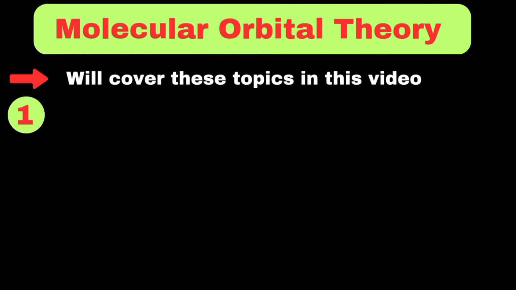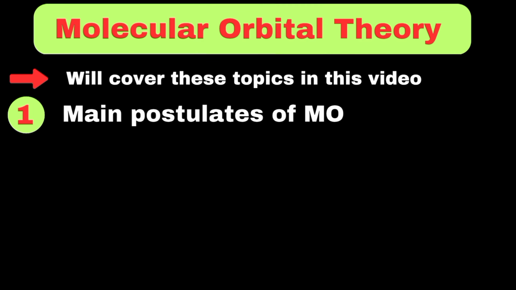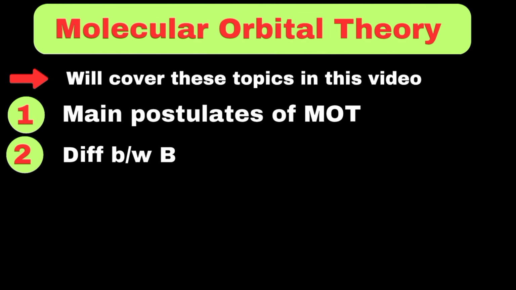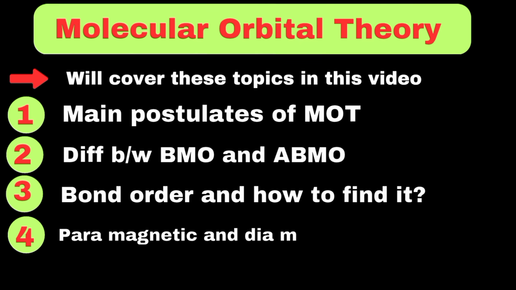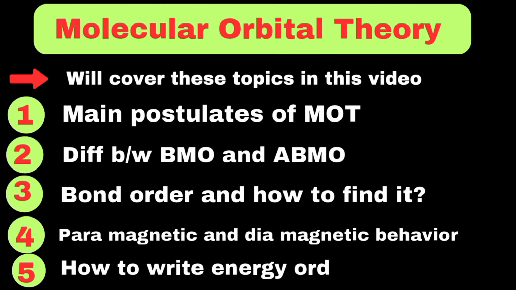To understand molecular orbital theory deeply, we will cover these topics in this video. Main postulates of molecular orbital theory. Difference between bonding molecular orbitals and anti-bonding molecular orbitals. What is bond order and how we can find it? How to check paramagnetic and diamagnetic behavior, and how to determine the energy order of molecular orbitals.